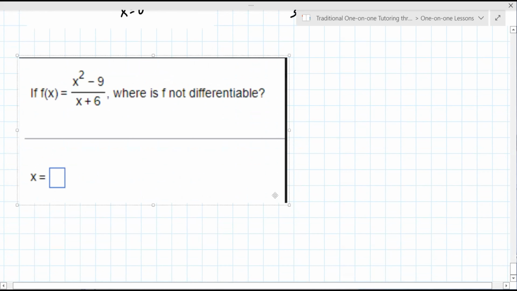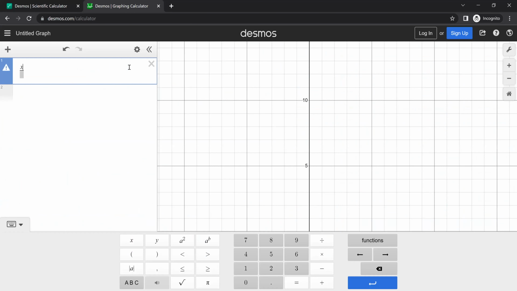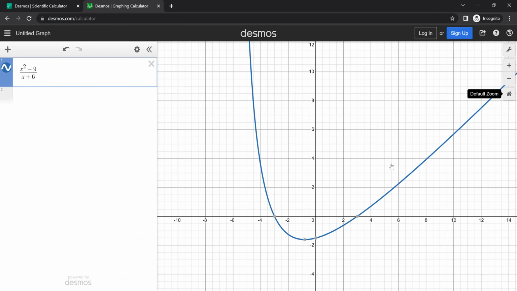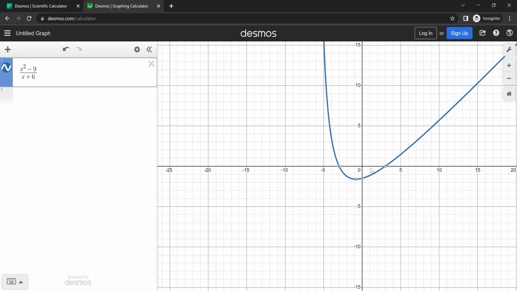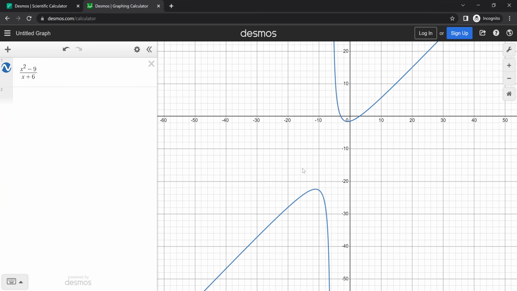All right, so I alluded to this in the previous problem. It's where the function is maybe discontinuous. And probably the best path here is to actually graph this. So x squared minus 9, x plus 6. You can hit that home button to get a view that you're there, but sometimes you got to zoom out to actually see what's going on here.